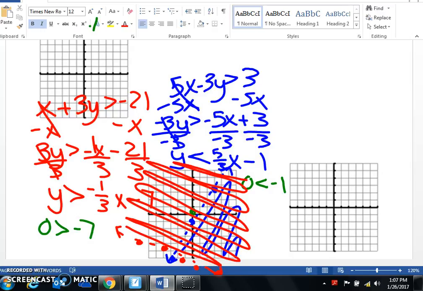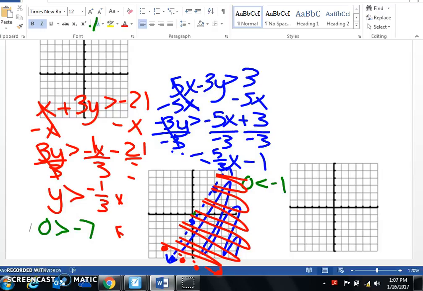Remember, that's not my solution. My solution is where they crisscross. So I need to get rid of that. And I think we're good. Maybe just tighten it up a little bit. All right, that's our solution.